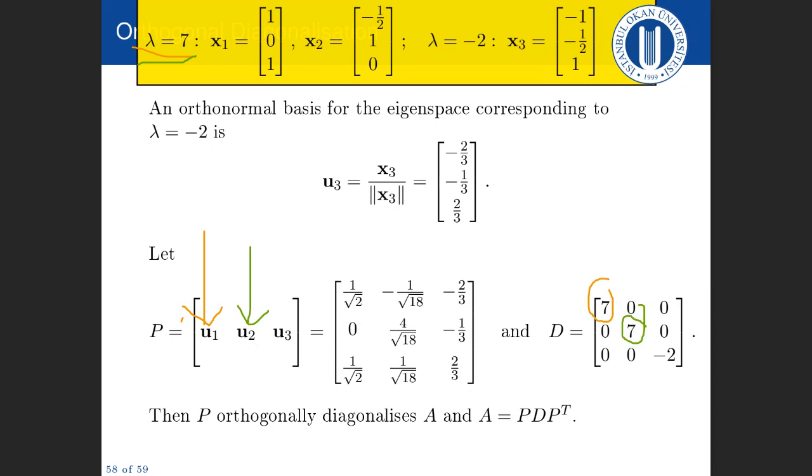And then finally, U3 is an eigenvector corresponding to lambda equal to minus 2. So finally, we get minus 2. Then P orthogonally diagonalizes A, or we could write A is equal to P D P transpose.